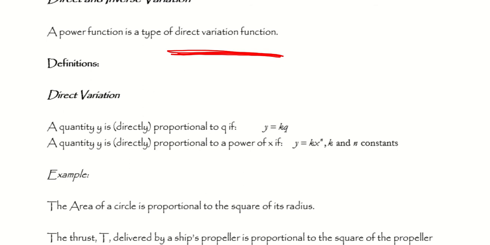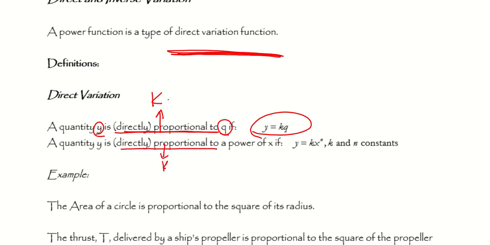And here's the idea. If a quantity, we're going to say y, is directly proportional to some other quantity, say q, then the relationship is that y equals k times q. So whenever you see directly proportional, that means that you're going to multiply by a constant. If a quantity y is directly proportional to a power of x, then you're going to multiply by that power of x. So y would equal k times x to the n.